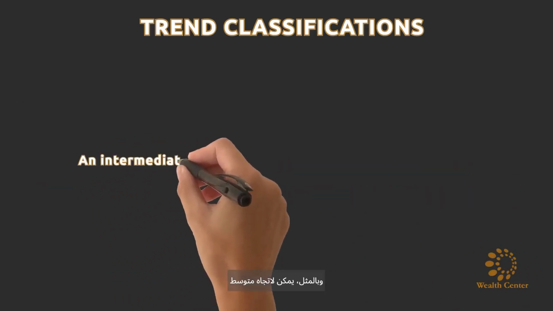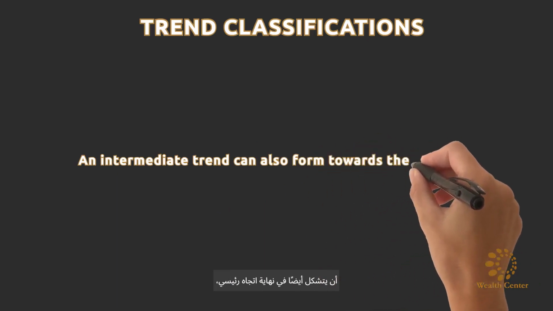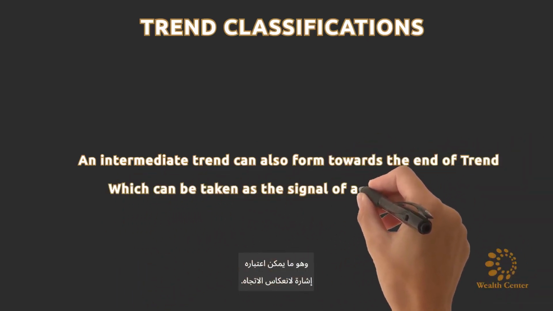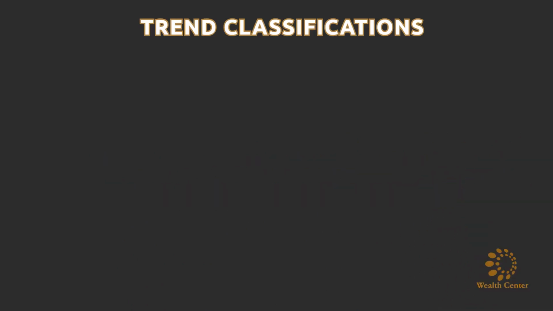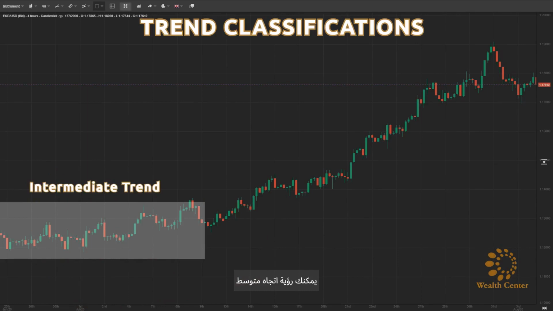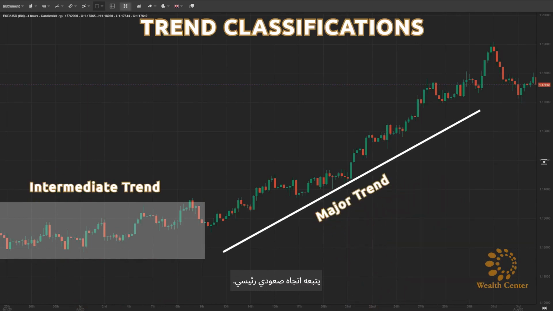Similarly, an intermediate trend can also form towards the end of a major trend, which can be taken as the signal of a trend reversal. On this EUR-USD chart, you can see an intermediate trend that is followed by a major uptrend. You can also see the minor trend within the major uptrend.